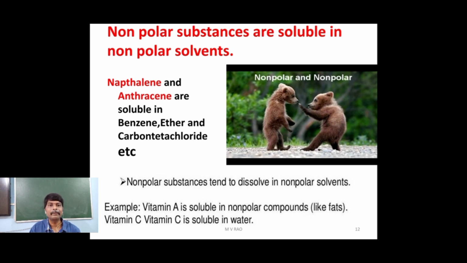Vitamin A is a fat soluble vitamin. Vitamin C is soluble in water. Fat soluble vitamins are classified in the biomolecules chapter. Vitamins are classified into two types: fat soluble vitamins and water soluble vitamins. Water soluble vitamins are B and C, whereas A, D, E, K vitamins are fat soluble.